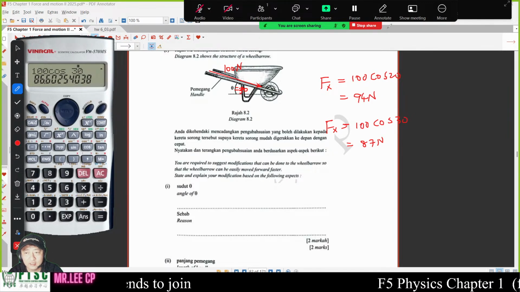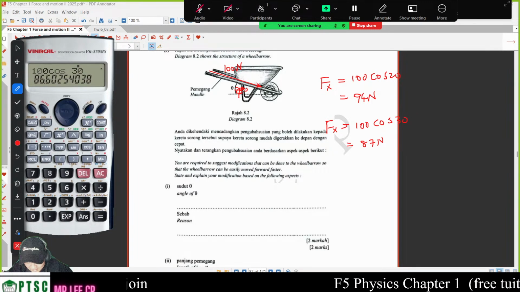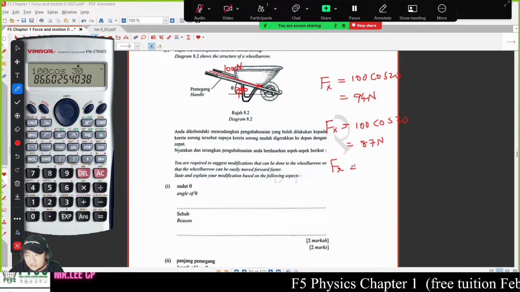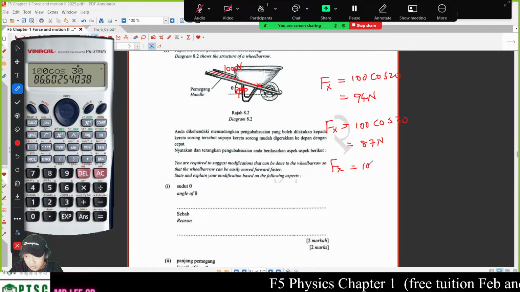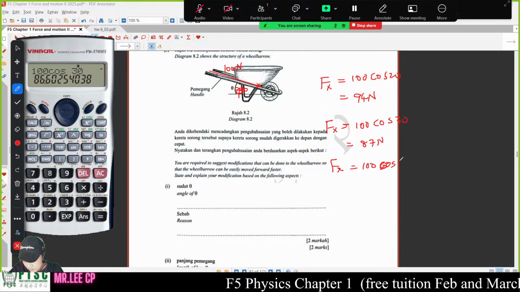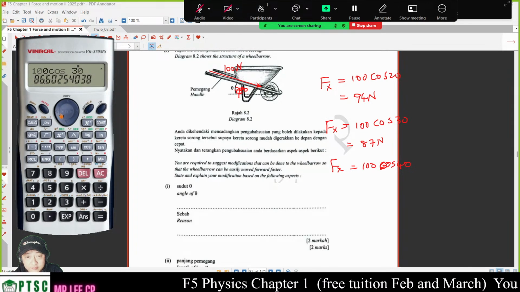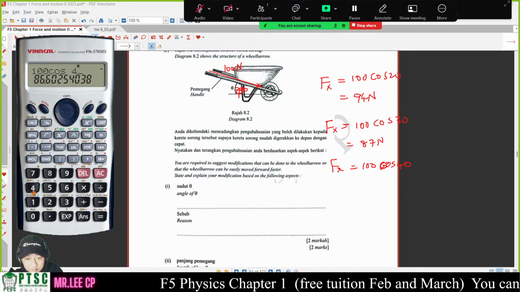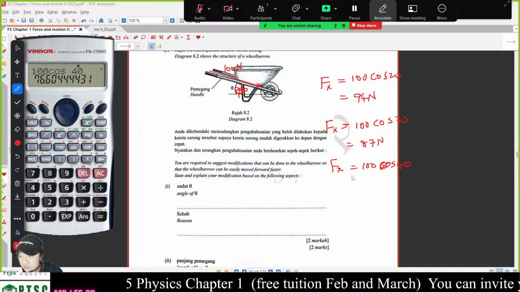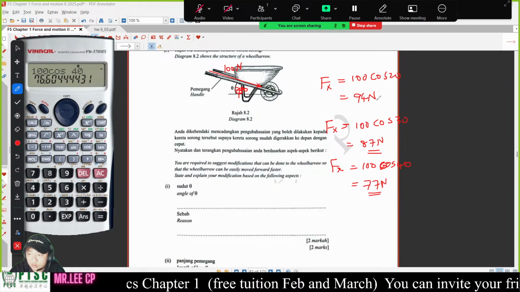So how about 40? I change this angle. I carry more upward, so carrying more upward makes it harder to move. So 100 cos 40. I do 3 examples here. So it is 76, 77. Pushing forward.